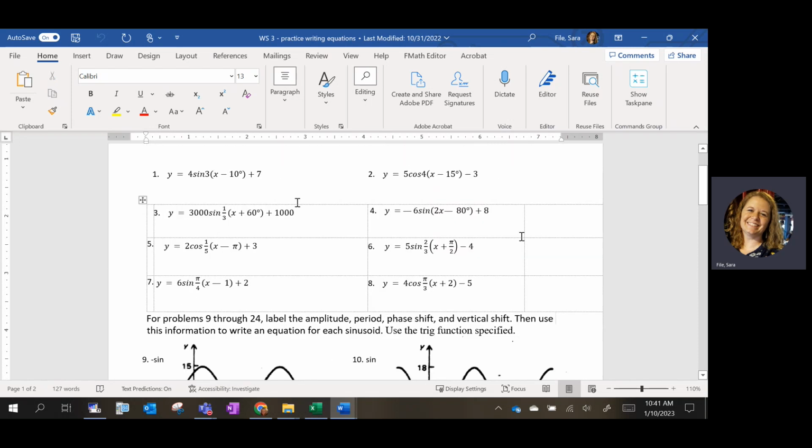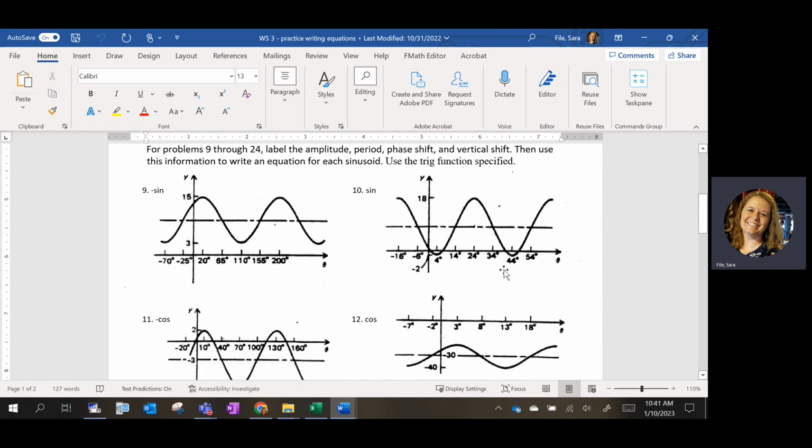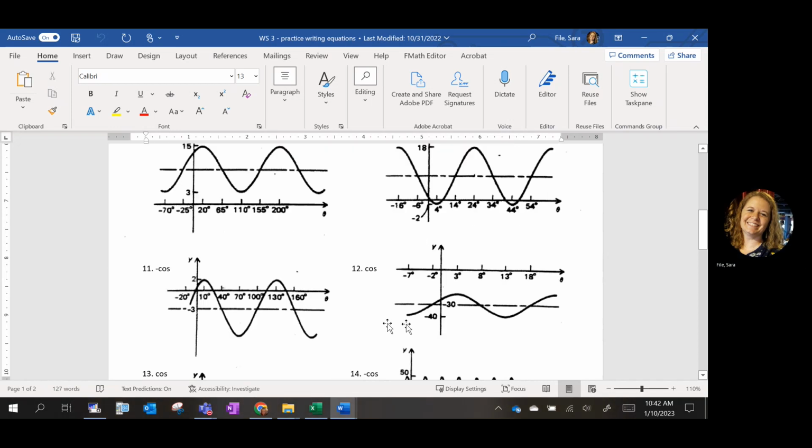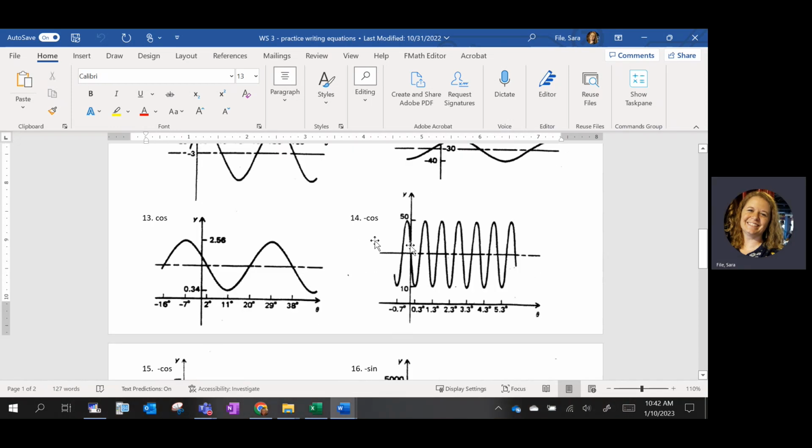I want all of 1 through 8. You're going to do all of 1 through 8. But when you get to the graphs, I want you to do half of them at least. But I don't want you to split it to where you're just doing all degrees or all radians. So when you look at them, there's 2 columns. Do at least 1 of 9 and 10. Do at least 1 of 11 and 12. Do at least 1 of 13 or 14.